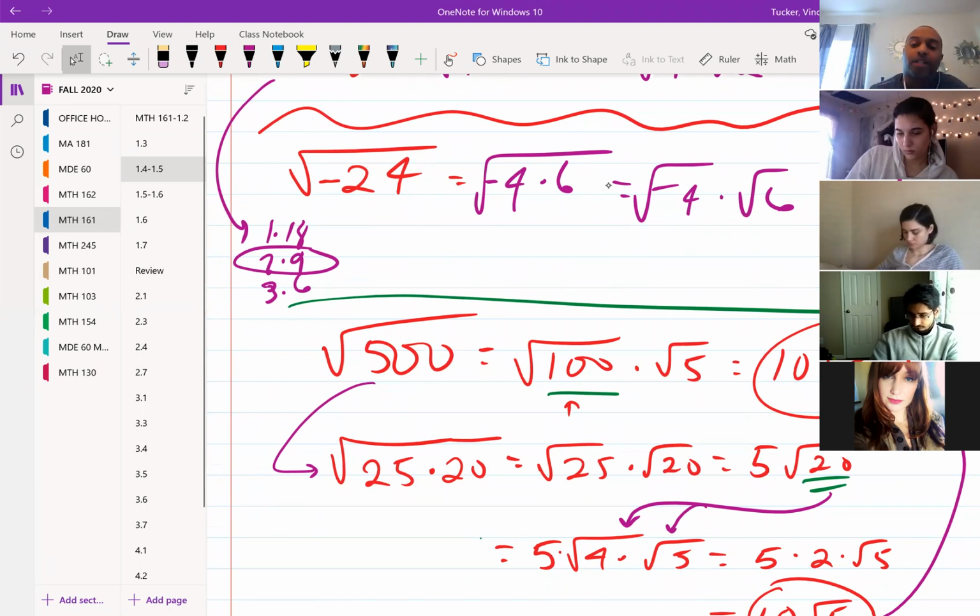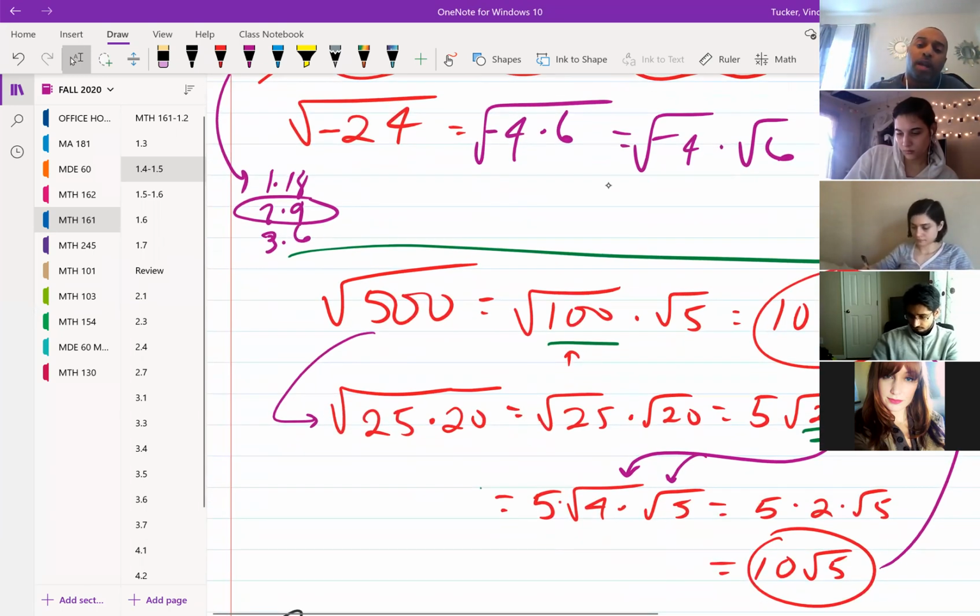If you were to analyze 20 further, you could see you could break 20 up into 4 times 5 and take the square root of 4. The square root of 4 is 2, and 5 times 2 right here will take you back to 10 square root of 5, which is what we had from the first breakdown. So either way, you'll get the same answer as long as you make sure that you've broken down your answer completely. You'll still get the same result.